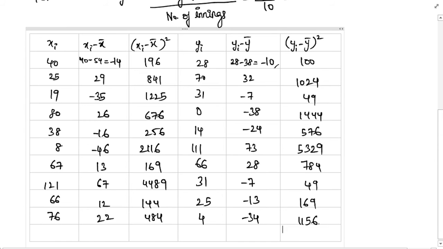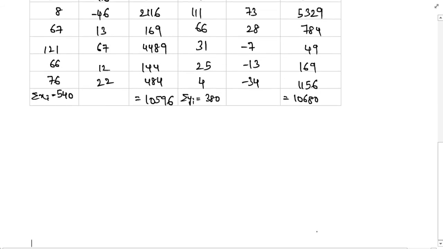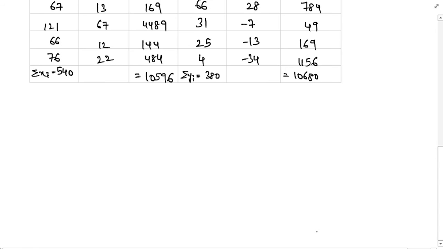Okay, now we will write the summation of xi. Okay, summation of xi is equal to 540. Okay, and this will be 10596. Okay, and summation of yi will be equal to 380, and this one is equal to 10680. Okay, so now we will find standard deviation.